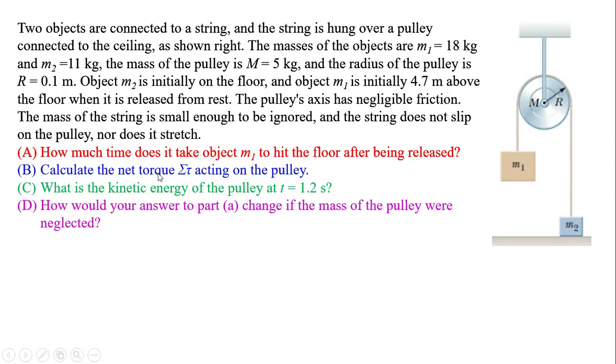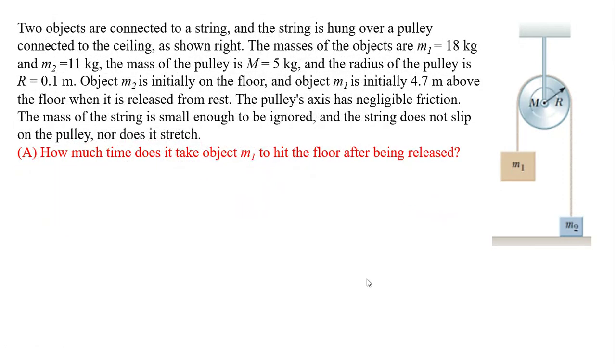Part A wants us to find the amount of time that it takes for M1, the block on the left, to hit the floor. So let's go ahead and do that. To do this, I'm going to start with my kinematics, delta y equals v_i t plus 1/2 a t squared, only because the problem states that it is 4.7 meters above the ground. So I know that delta y in this case would be 4.7 meters, and I'm going to take the line of motion to be positive here.